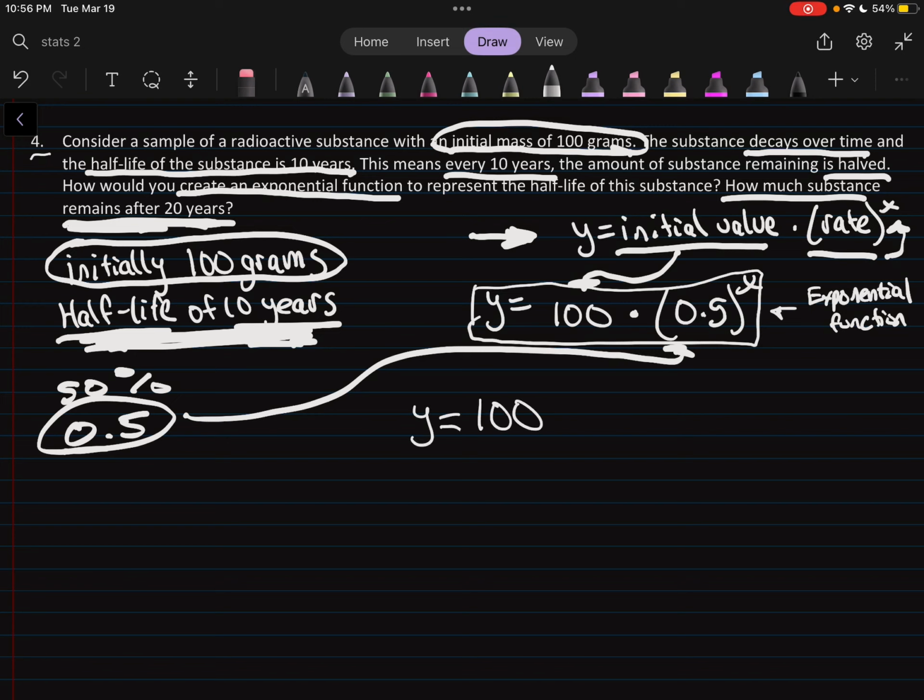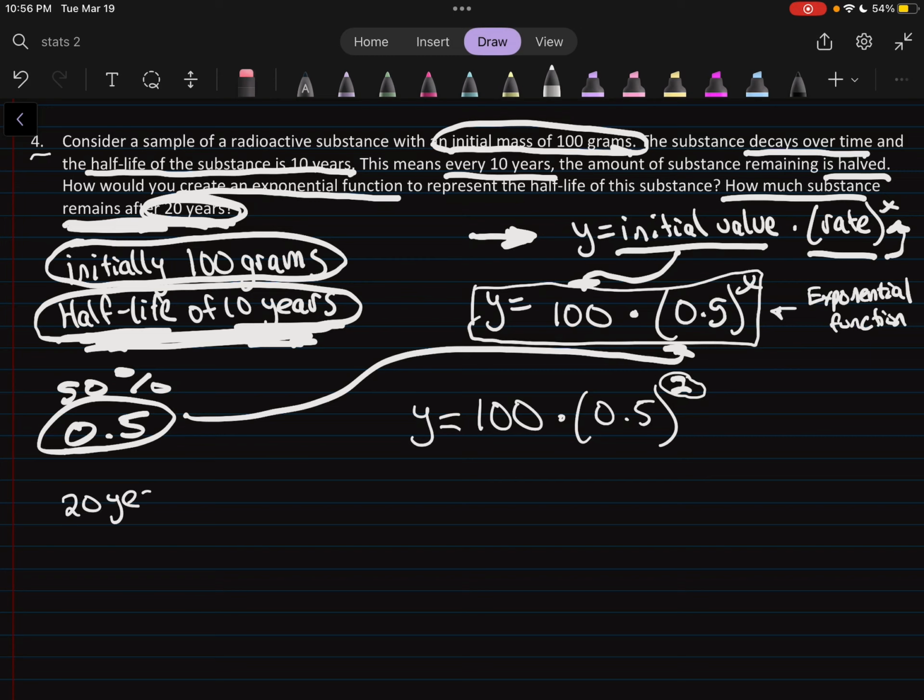We have y equals 100 times 0.5. What do we plug in for our x? If the half-life of our substance is 10 years, but it's asking us how much substance remains after 20 years, we would plug in a 2 here. This is because we would do 20 years divided by 10 years, which would give us 2. These years cancel out. 20 divided by 10 right here equals 2. So we plug in 2 over here.